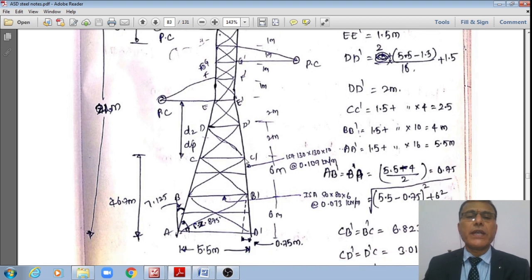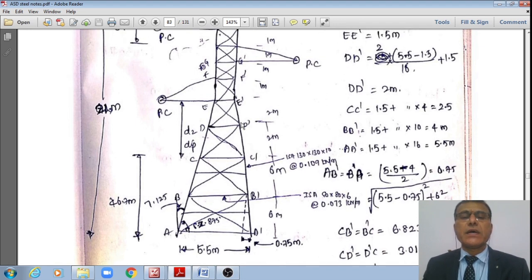Like that, now I'll interpolate CC prime: 1.5 plus 4 divided by 16 multiplied by 4. Now it works out to 2.5 meter. Like that, BB prime. If I interpolate, 1.5 plus, now 2 plus 2 plus 4, 10 divided by 16 multiplied by 4. That now works out to 4 meter. Similarly, if you do that, AA prime over 16 meter is equal to how much? 5.5 meter. Actually, we started with that and we are ending with that. Hence, the check.